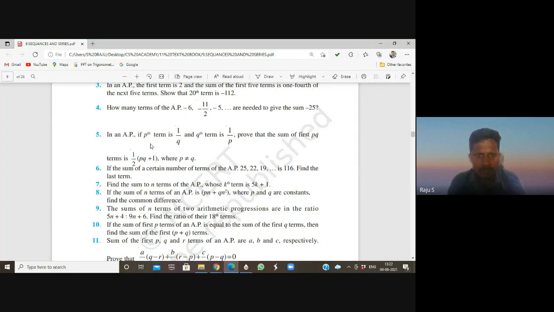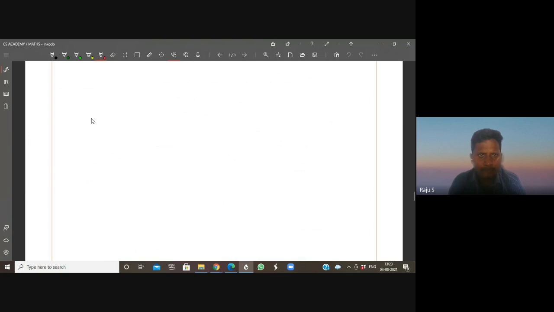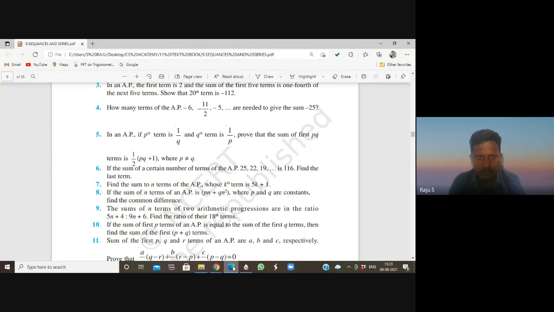In the morning class we completed up to question number 6. Am I right? Let us do question number 7. Yes, students, what is the given data? We have to find the sum to n terms of an AP whose kth term is 5k plus 1.